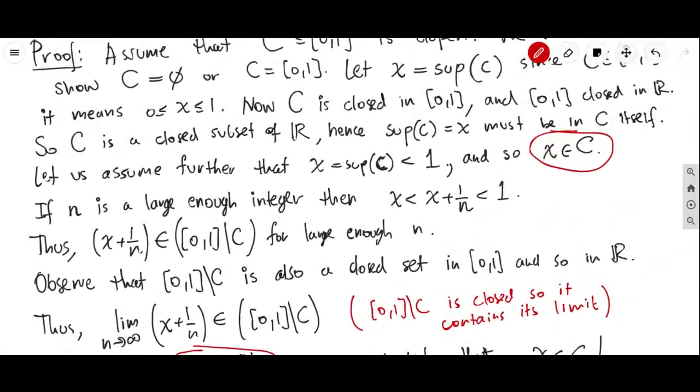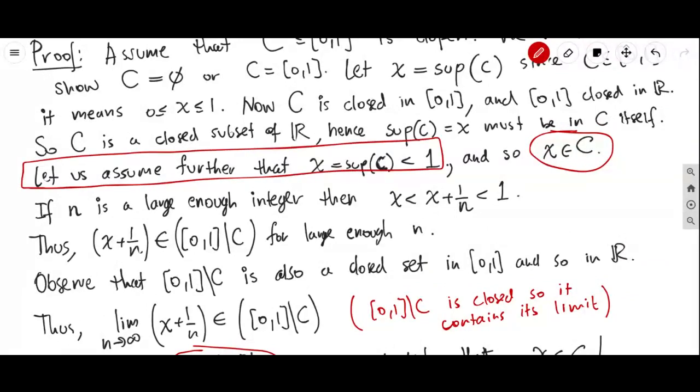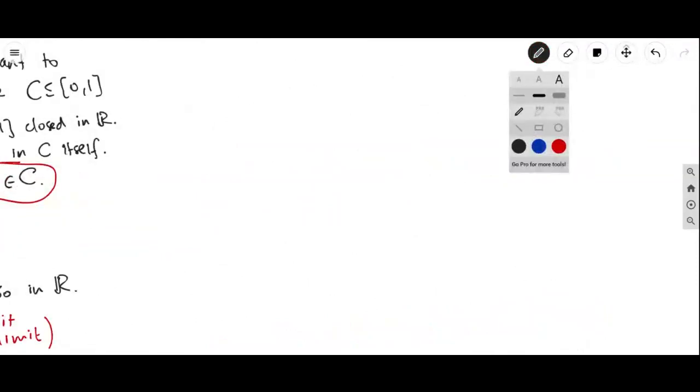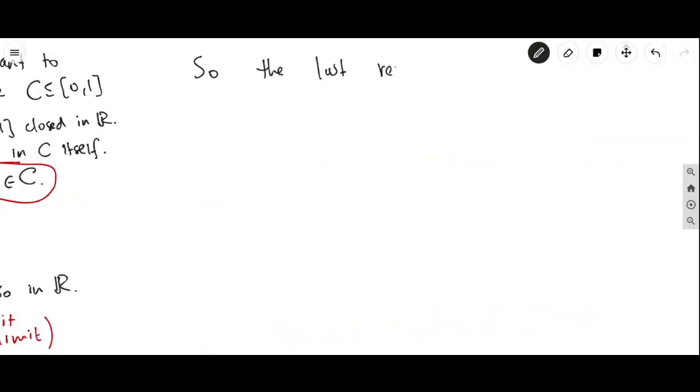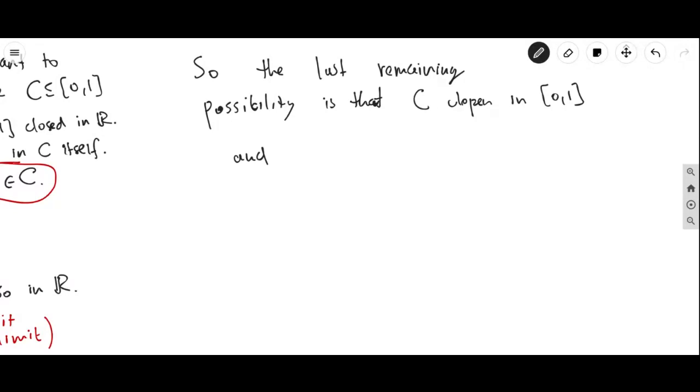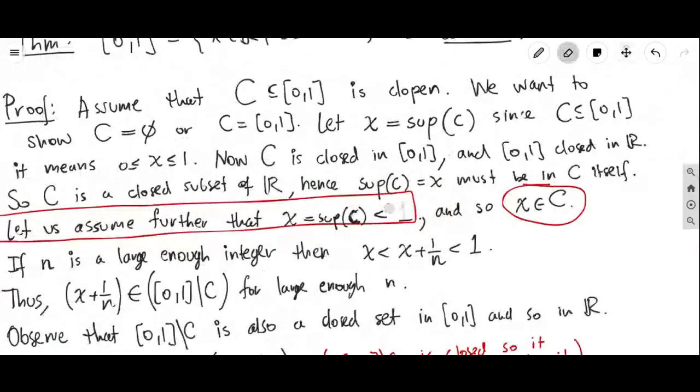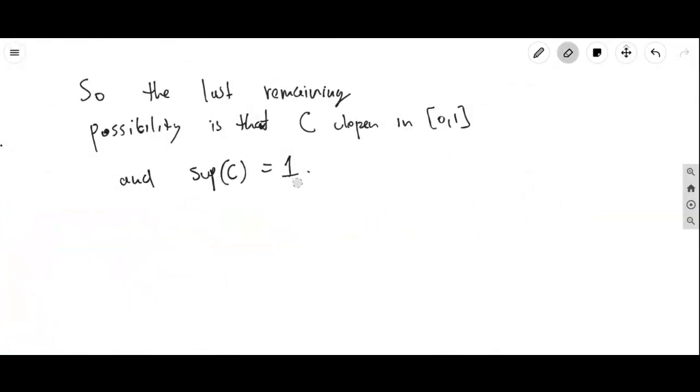Now, where did the contradiction come from? The contradiction came from this assumption. Let us assume further that the supremum is less than 1. So therefore, to avoid the contradiction, the last remaining possibility is that C is clopen in [0, 1], and the supremum of C is equal to 1. If the supremum is less than 1, you see, the reason why this is important is because we can add a little bit to x so it's less than one. So the last remaining possibility is the supremum is equal to one.